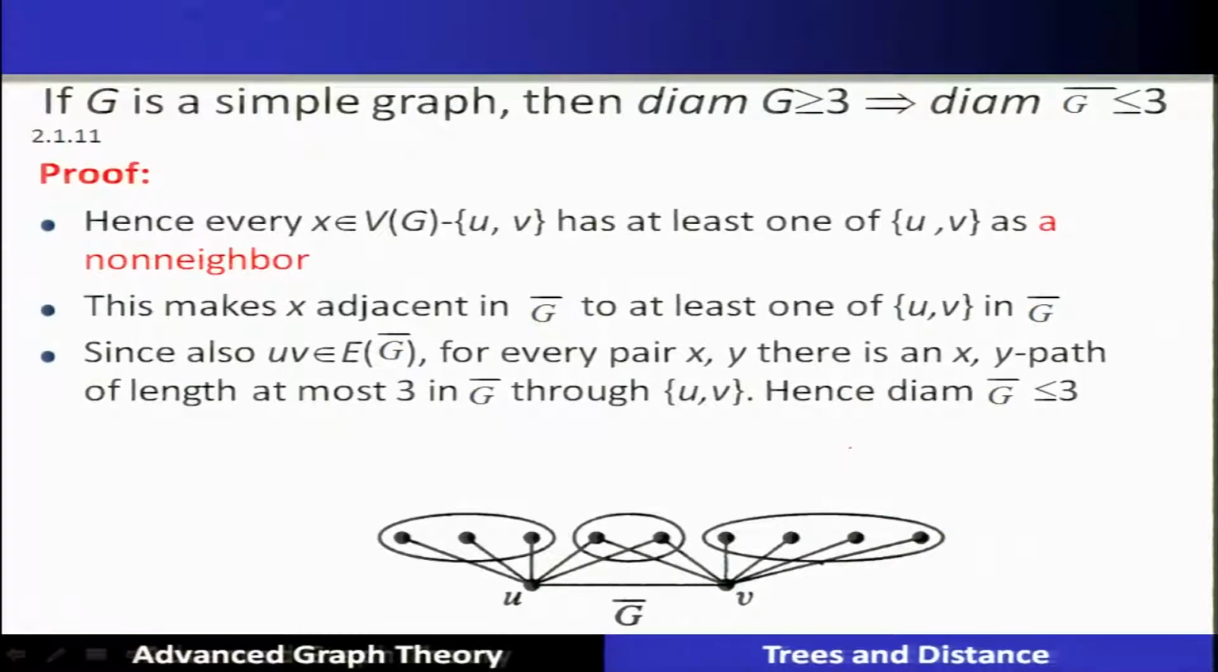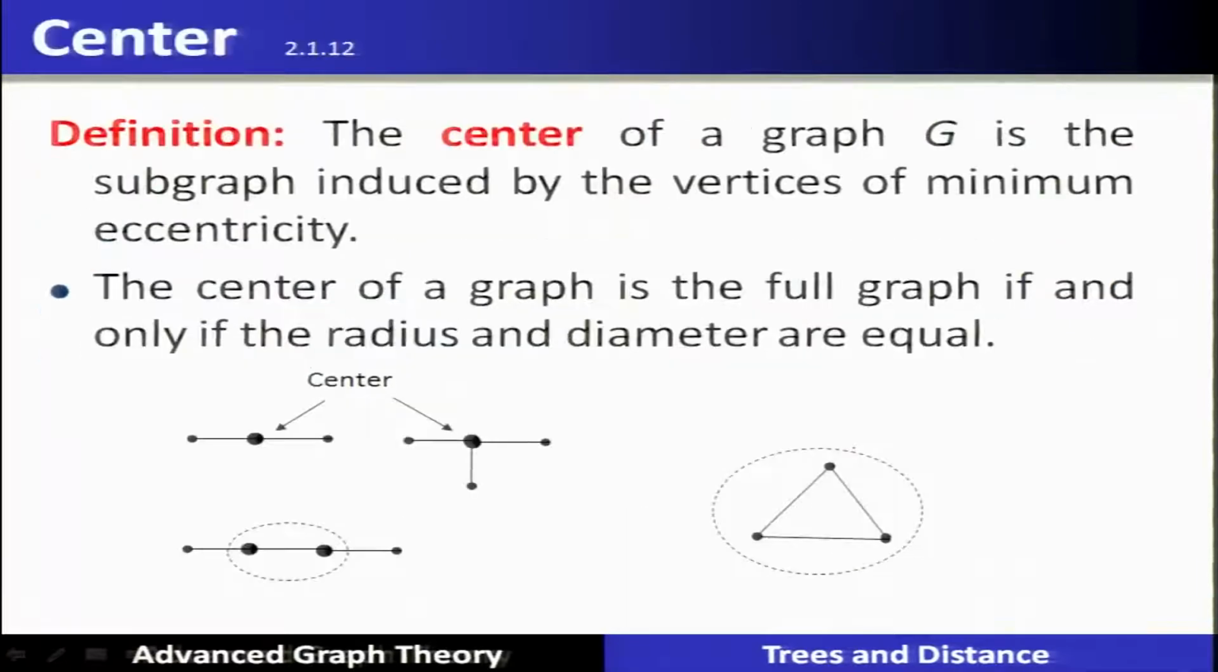This makes x adjacent in G complement to at least one of U and V in G complement. Since also UV has an edge in G complement, for every pair x y, there is an x y path of length at most 3 in G complement through UV. Hence, the diameter of G prime is center.